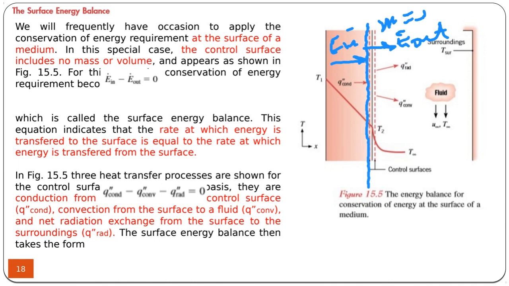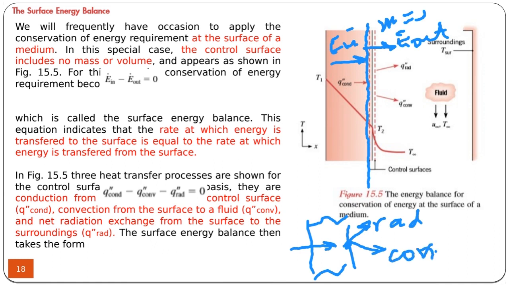What is a surface balance? For instance, we have this wall. Inside the wall, we have conduction. And right outside the surface, we may have radiation, and also we may have convection.